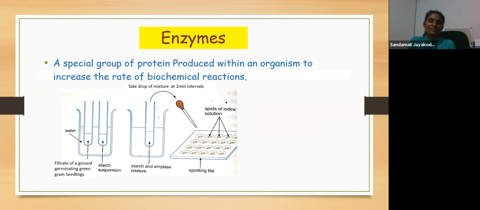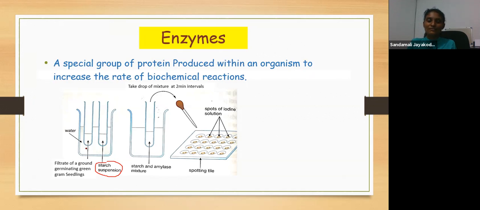So here what we have to do is take a starch suspension. You can see here starch suspension. We take a little amount of wheat flour or any starchy thing, and we can dissolve it in hot water and prepare a suspension, that means a solution.